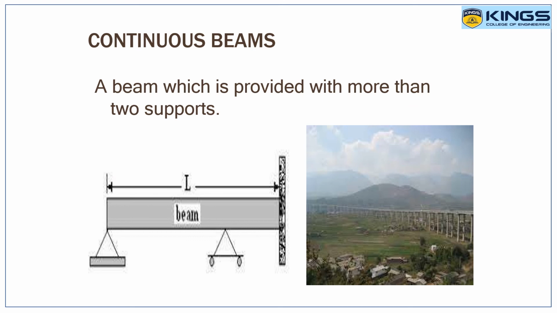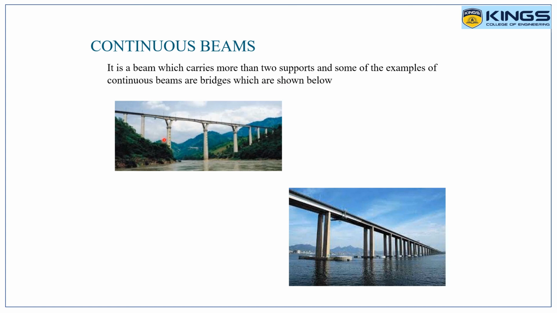And the next one is continuous beams. A beam which is provided with more than two supports. So this is an example. We can see that this is a support and this one is another, and it goes all along the span of the beam, which is termed a continuous beam. This is another example of various locations of continuous beams. It is a beam which carries more than two supports, and some examples of continuous beams are given here. As we can see, there are more supports.